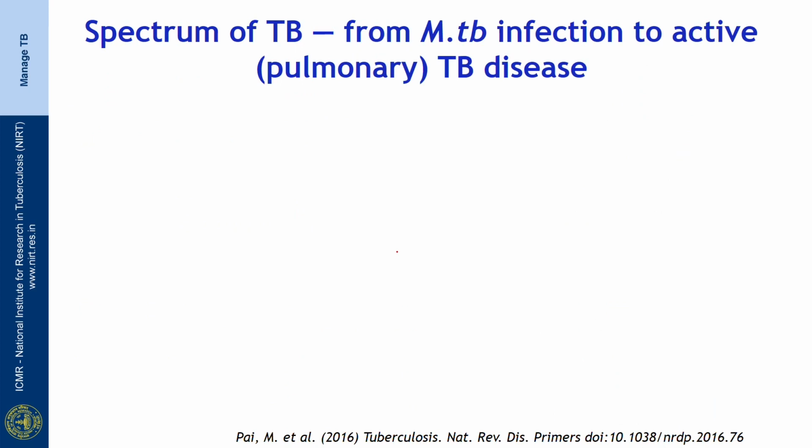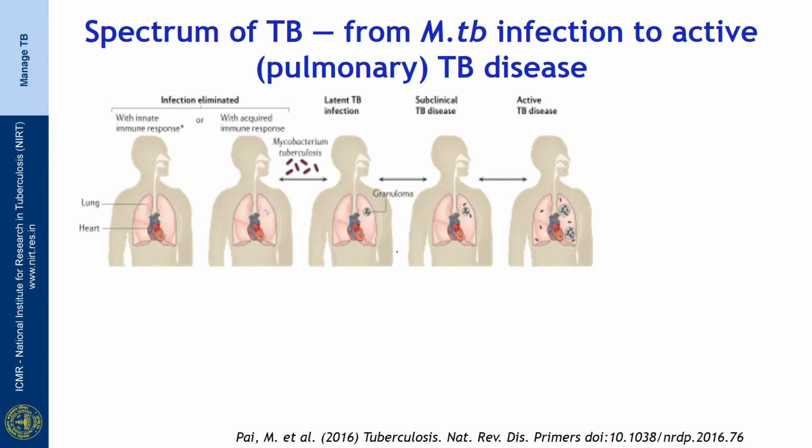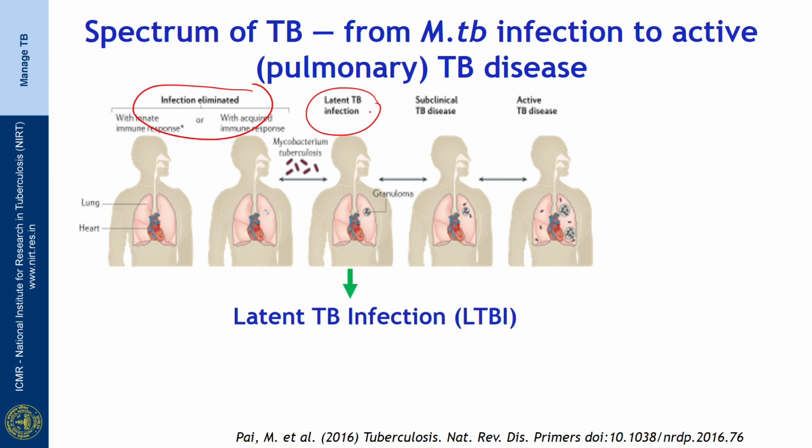Before going into the specifics of latent TB infection, it is important to recollect the spectrum of TB from MTB infection to active pulmonary disease. This has been dealt with in detail in the section on pathogenesis. Just to refresh your memory, after exposure to MTB, the infection can be eliminated with innate immune response or with acquired immune response. If the bacteria are not eliminated, they persist in a quiescent or latent stage known as latent TB infection. So, what is latent TB infection?